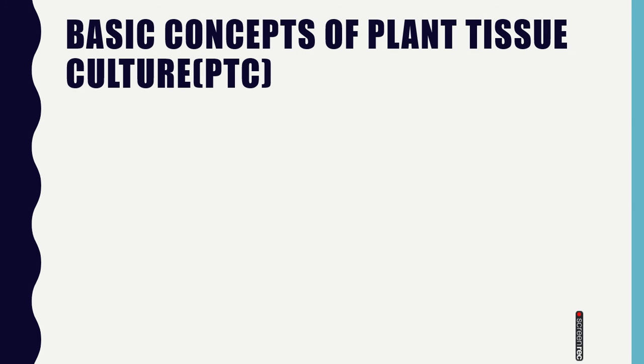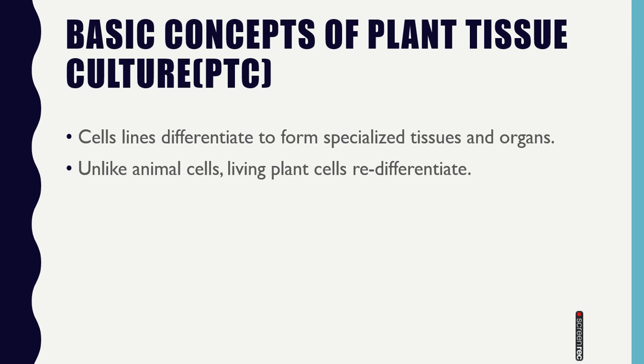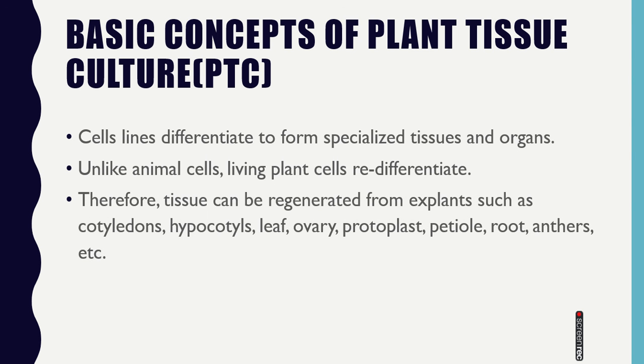Now here are the basic concepts of plant tissue culture. Cell lines differentiate to form specialized tissues or organs. Unlike animal cells, living plant cells can redifferentiate. Therefore, tissues can be regenerated from explants such as cotyledons, hypocotyls, leaf, ovary, protoplasts, petiole, root, anthers, etc.